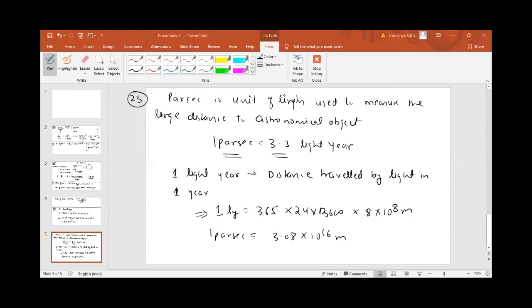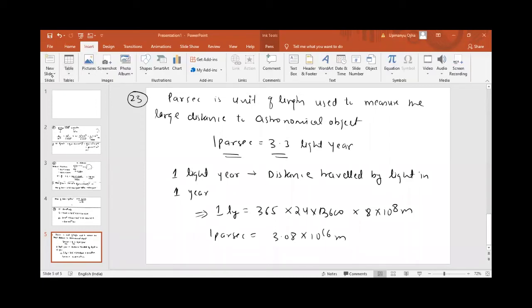Did you get this? Did you all get this or not? What is parsec? Okay. Now next thing is parallax method. What is parallax method?